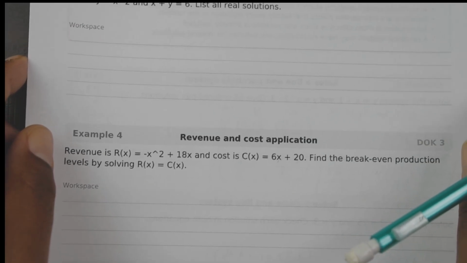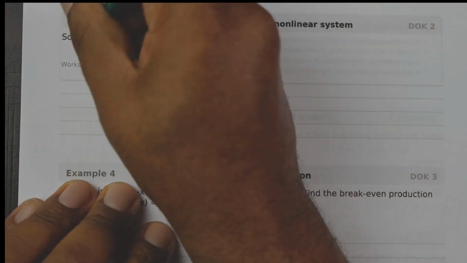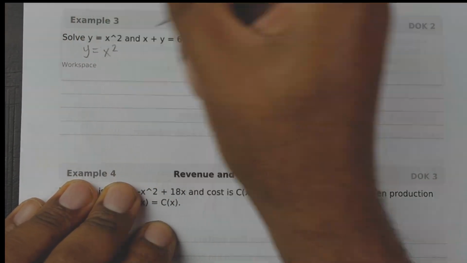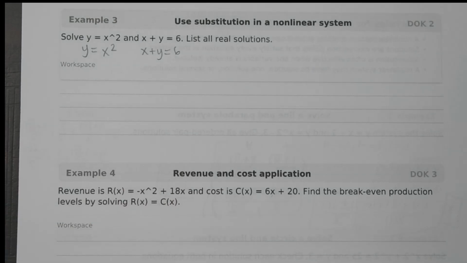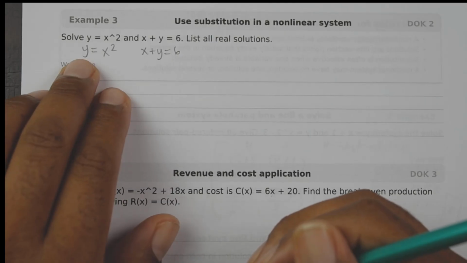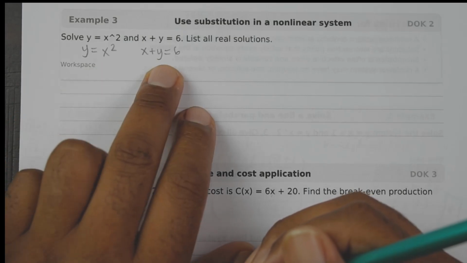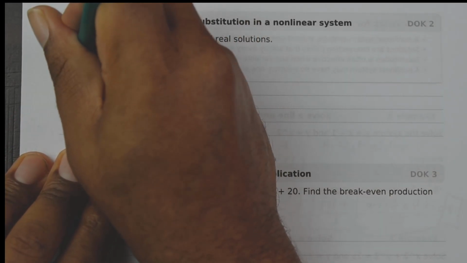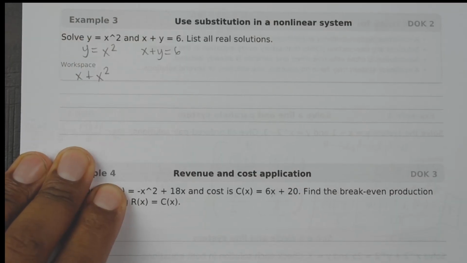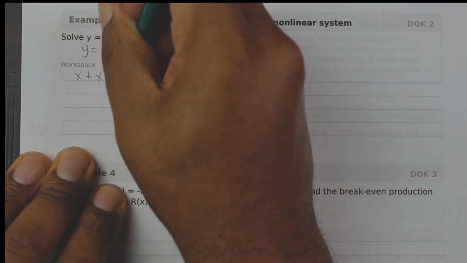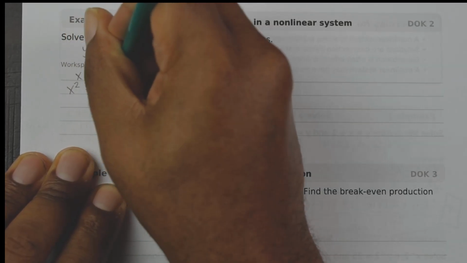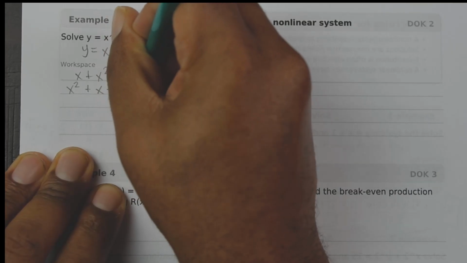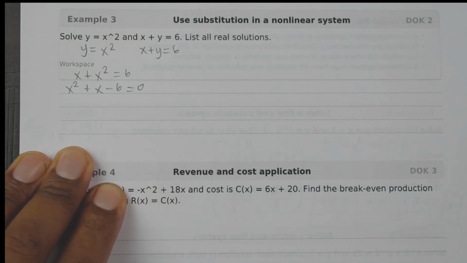Example number 3, we have y equals x squared and x plus y equals 6. Since this is already set equal to y, we can replace y over here. So we will write x plus x squared equals 6. We move the 6 over. So x squared plus x minus 6 equals 0.